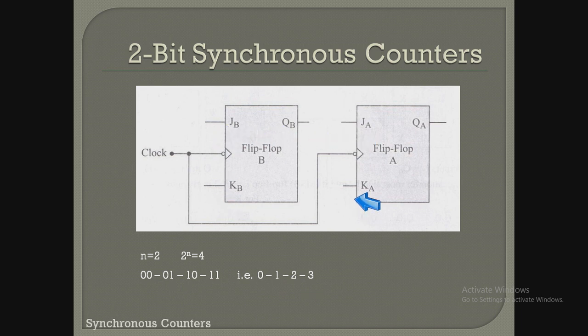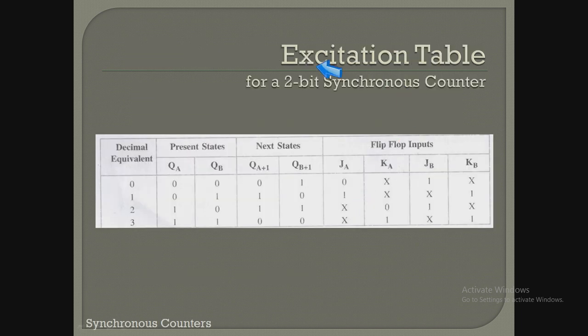Before that we will go on to the excitation table. Before starting the design we will work on the excitation table. The excitation table is actually a table depicting present states and next states. We are using two flip-flops, so we take the outputs of both flip-flops, QA and QB, in the present state, and the same two outputs QA and QB in the next state. Therefore we write them as QA plus 1 and QB plus 1. So this is the present state and this is the next desired state.